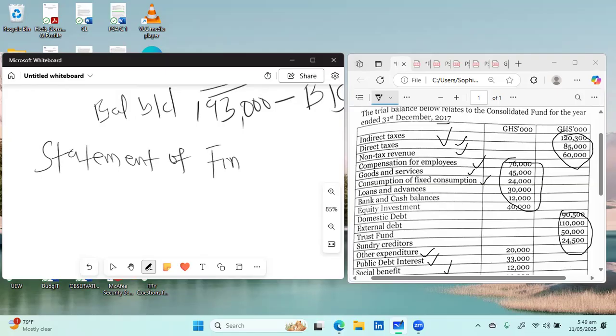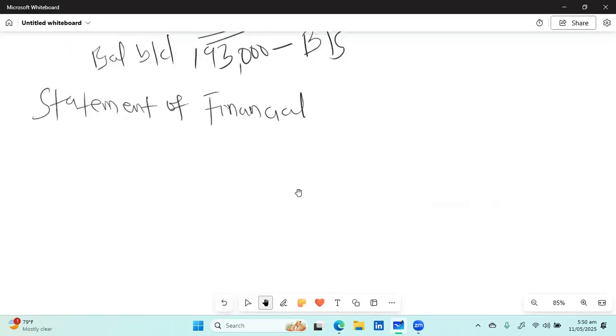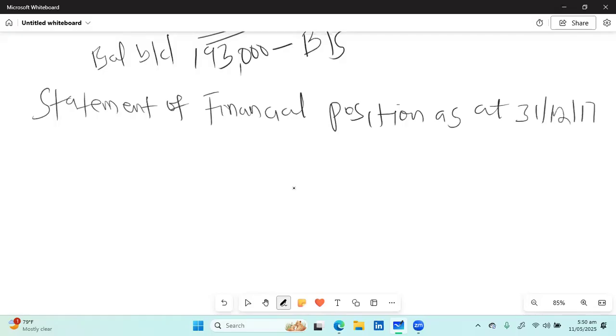You go and see it somewhere. Statement of financial position as at 31 December 2017. Okay, let's have our headings.